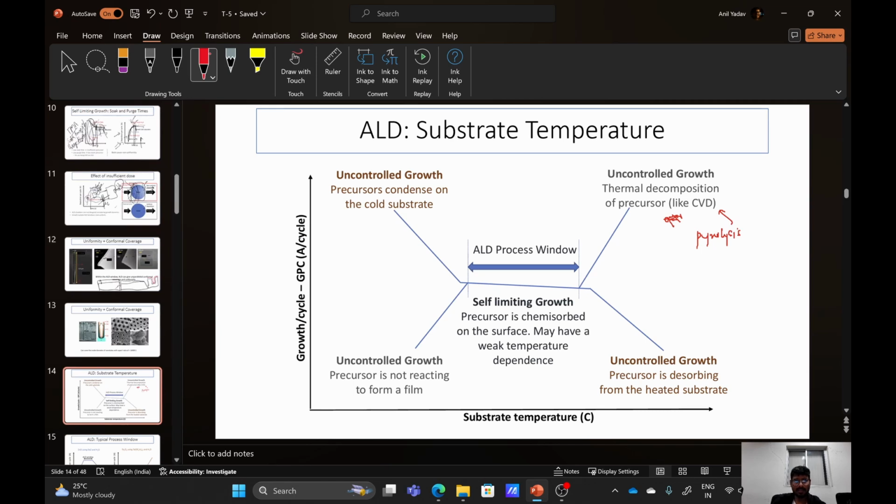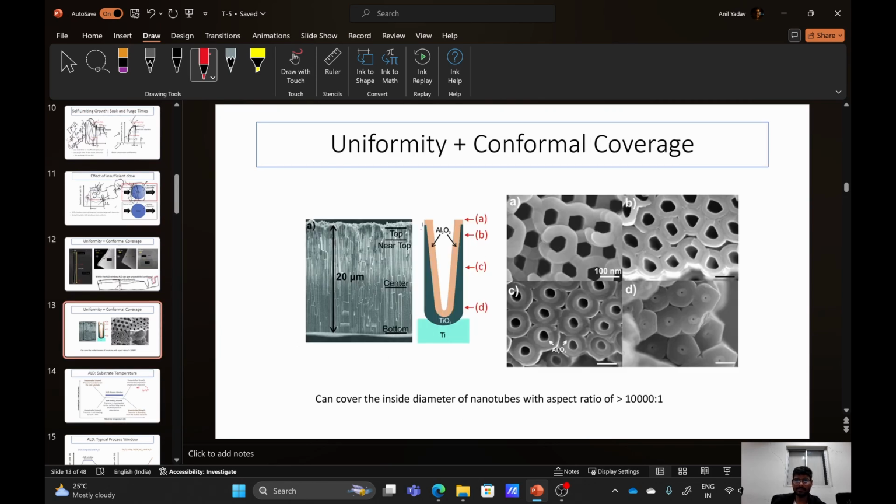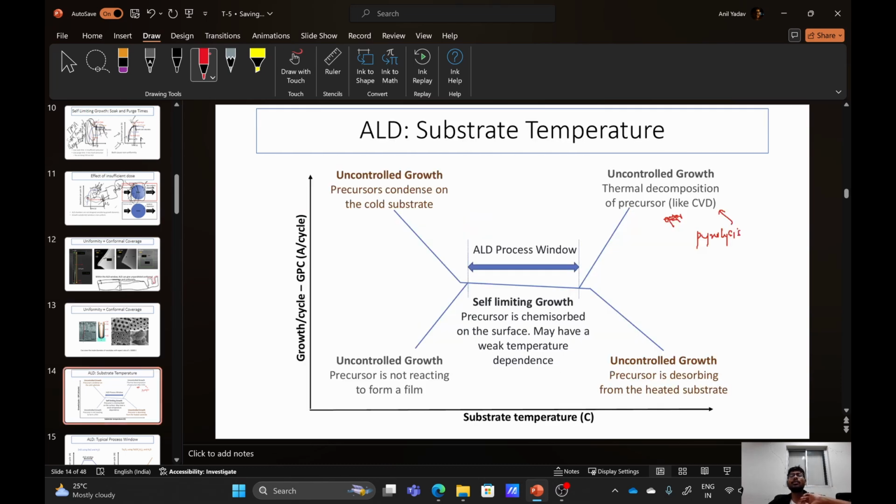This is an example of holes which are 20 microns deep, and Al2O3 over TiO2 is uniformly deposited over the TiO2. So this is another kind of growth.